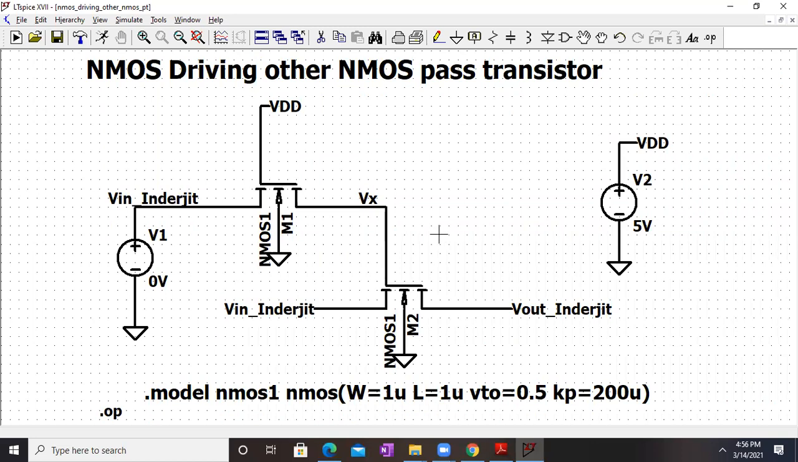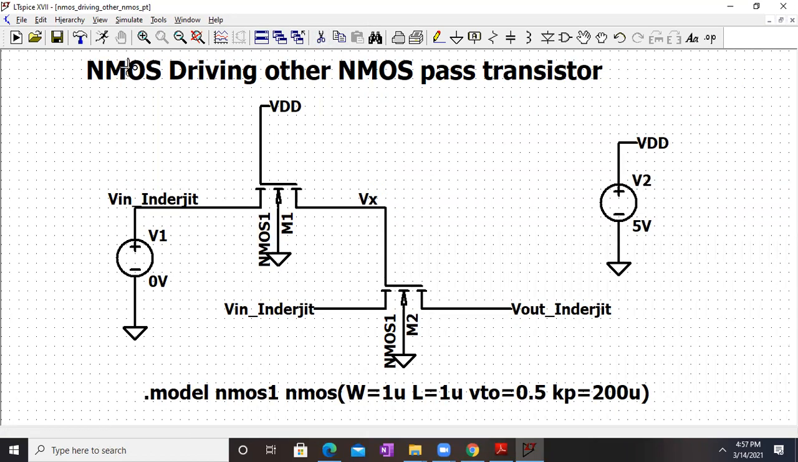By simulation. Here I have given Vin as 0 volt to the first NMOS transistor. Again, the gate terminal of the first transistor is connected to VDD, but the second transistor's gate terminal is not connected to VDD. It is at voltage Vx, which is the output of the first NMOS transistor. So without further delay, let us simulate this. I have already done the .op simulation. Let me delete it and do it once more.